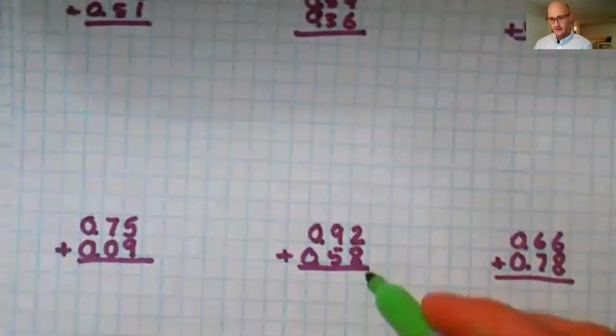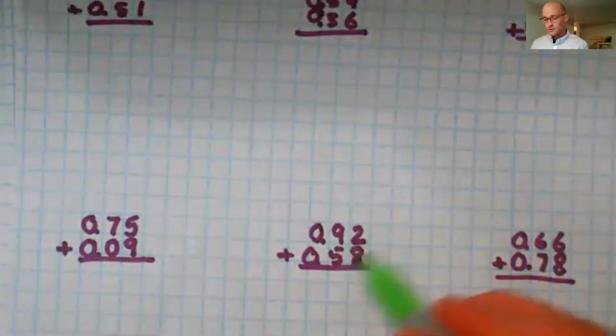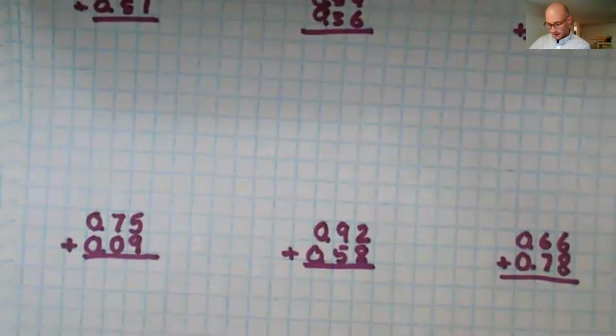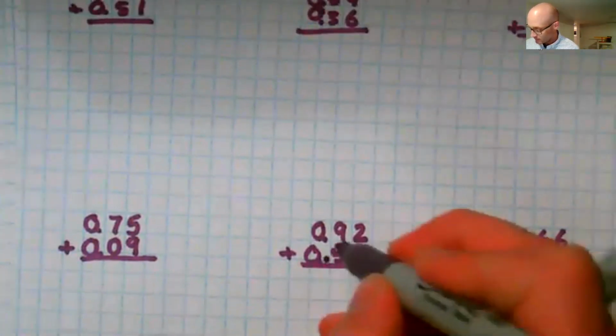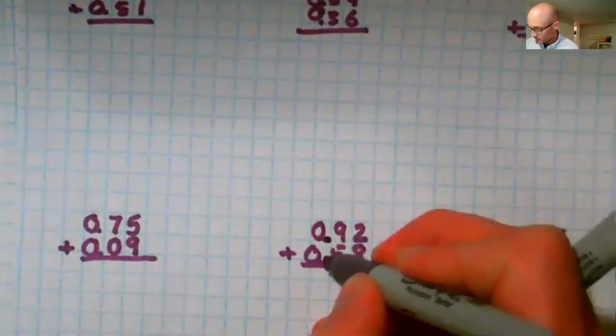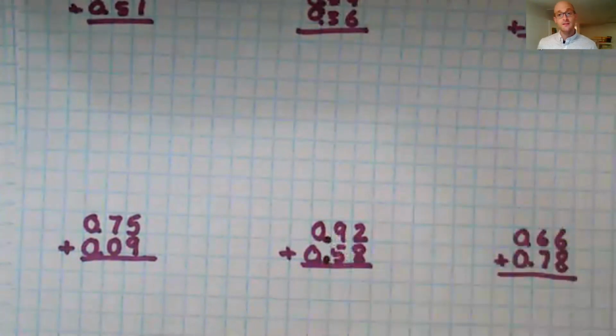I do want to go down here and try one of these at the very end that's a little bit different than the others. 92 cents and 58 cents. And I'm going to go back here. I realized I put a little decimal point that isn't very clear there. So I'm going to make it a little bit darker right there so everyone can see. Okay, 92 cents and 58 cents.